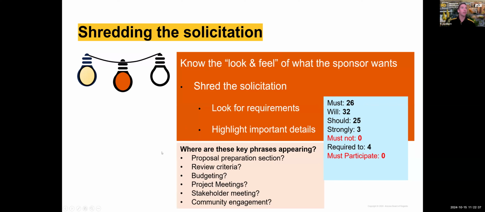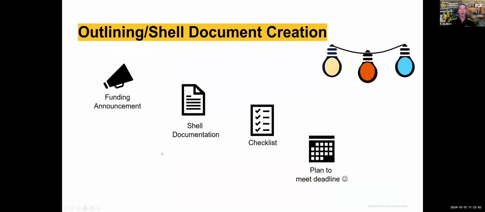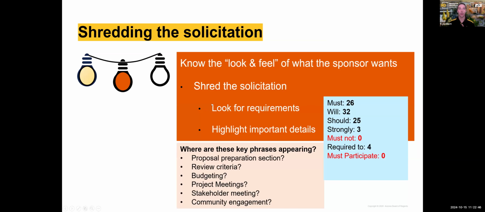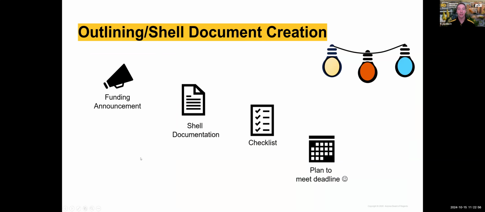So if we go to the next slide, now that we shredded the solicitation, we pulled out all this information. What must we do? What should we do? What are we strongly encouraged to do? Along with a few maybe must nots depending on the program. But what else do we need from this proposal shred? The next steps: take all this information and let's do the easy stuff first. We're going to make a checklist of all the required documents, and then we'll make a shell document of how we're going to respond to this solicitation.